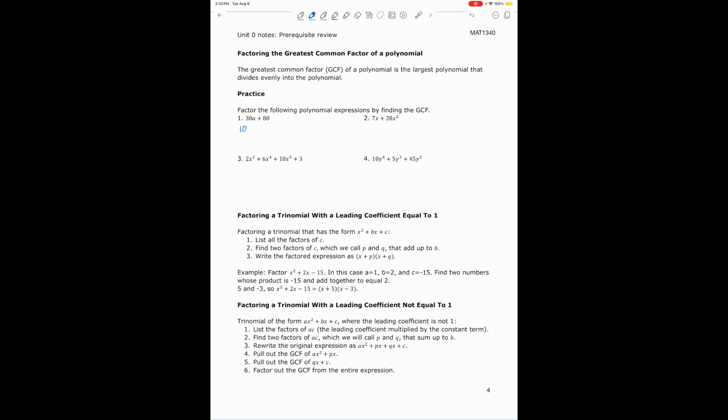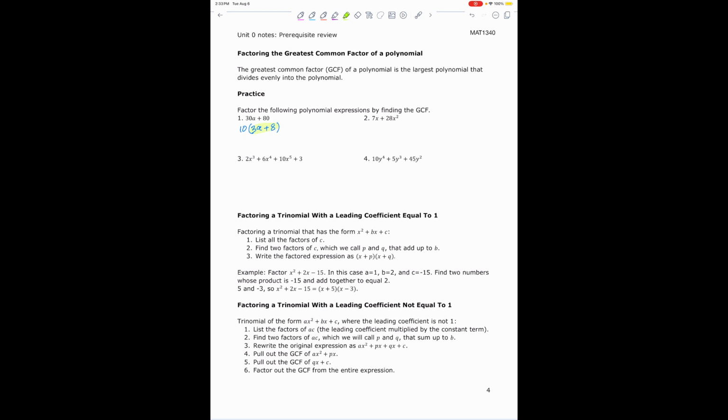So if we pull 10 out, to rewrite the remainder, we divide each of these terms by 10. 30a divided by 10 is 3a, plus 80 divided by 10 is 8. Notice that the resulting polynomial doesn't have any more common factors to pull out. So the greatest common factor is 10 in this case.